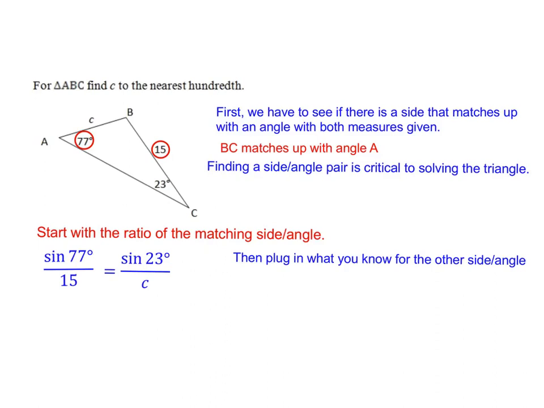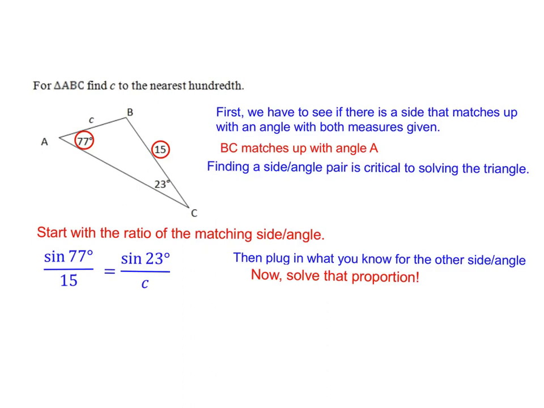Once I have that second ratio set up, the only thing that's missing is C. It's just a proportion. Sine of 77 is a value, sine of 23 has a value. The last thing you need to do is solve the proportion. Even though I know you know how to solve a proportion, I'm going to do it all in one step. Instead of cross multiplying twice and then dividing both sides, I'm going to do it all at once. I'll do it on this slide.